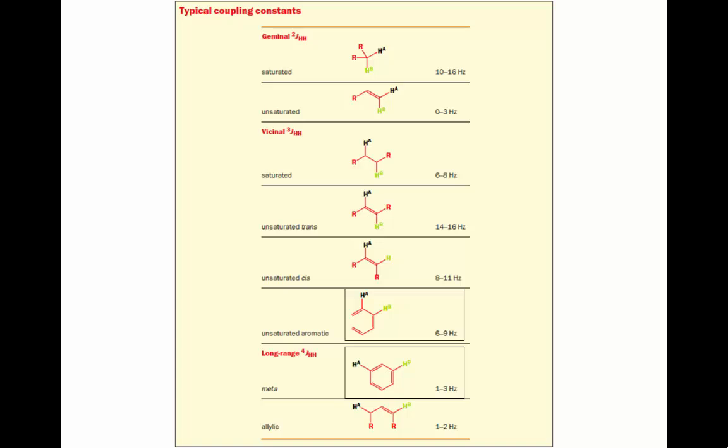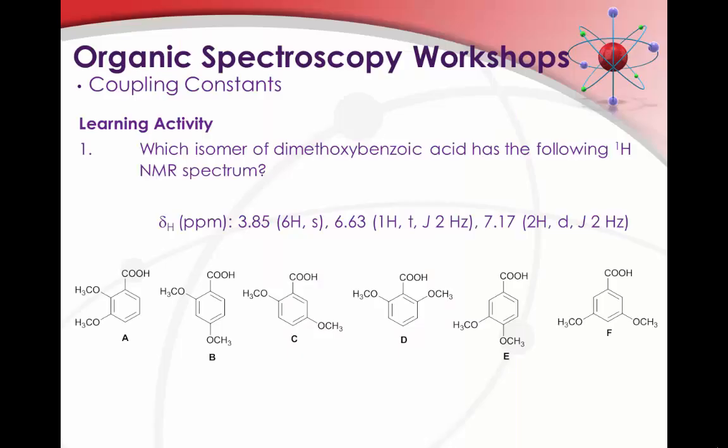Careful analysis of the signals in the aromatic region of proton NMR spectra can thus aid inferences on the substitution pattern of aromatic compounds. Now try the following learning activity for yourself, selecting your answer in the appropriate part of the form below.